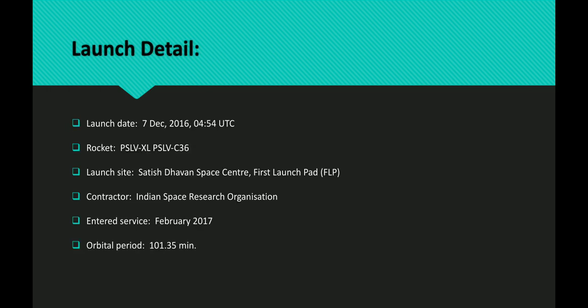Then we see the launch details. Launch date is 7th December 2016 at 4:54 UTC. Rocket used is PSLV-XL, PSLV C-36, and the launch site is Satish Dhawan Space Center First Launch Pad, FLP. Contractor is Indian Space Research Organization and the entered service date is February 2017 and the orbital period is 101.35 minutes, that is 101 minutes 35 seconds.